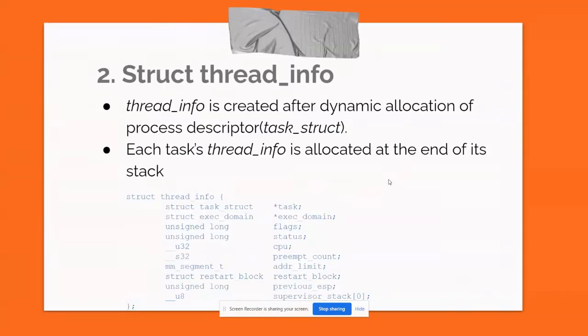So this is the thread info structure. You can see all the information related to a thread is stored in this structure. It even points to the task it belongs to, as the first element. You can see that in this structure.